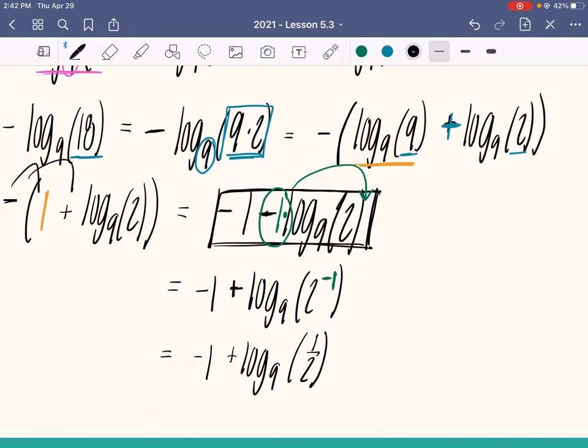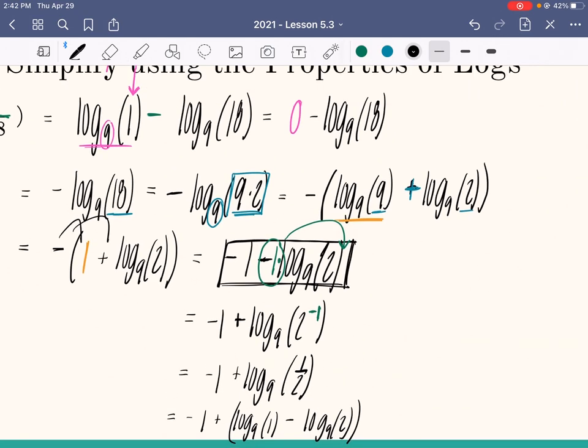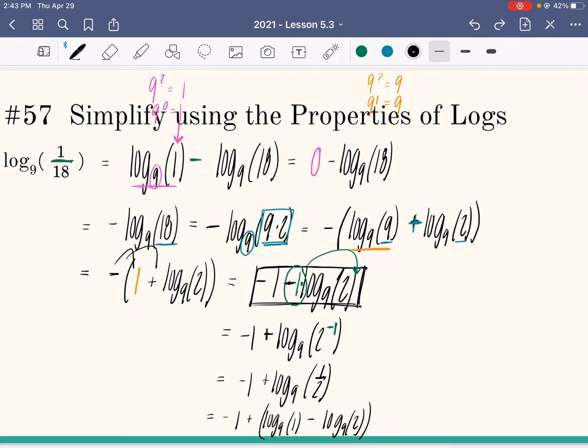And then even this would turn into another quotient here. Even this could then be simplified and split up into negative 1 plus log base 9 of 1 minus log base 9 of 2, etc. So we're trying to simplify this as much as possible. So this is kind of expanding that back out. But I just want to show you that a lot of times these log expressions, you can rewrite them and manipulate them a ton of different times.